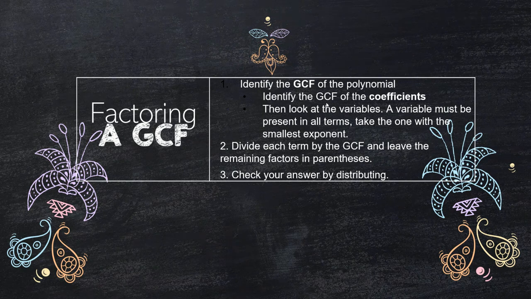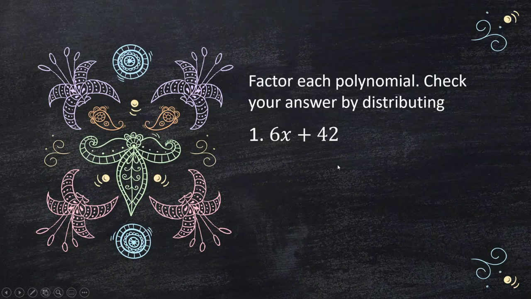And then after looking at your coefficients and figuring out their GCF, now you look at the variables. The variable must be present in all of your terms, and then it would be the one with the smallest exponent. So after you've identified the greatest common factor, now you divide all of your terms by that greatest common factor, and that will be your first factor. The second factor will be what you get when you divide all those terms. After you divide, you put those together in parentheses.